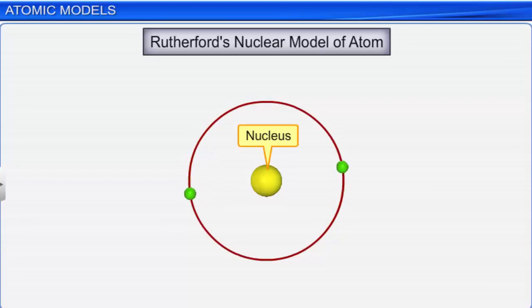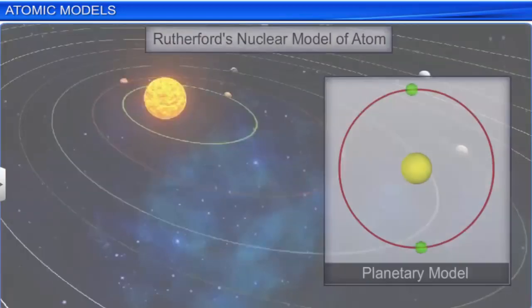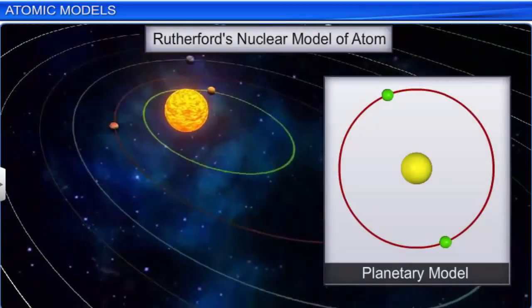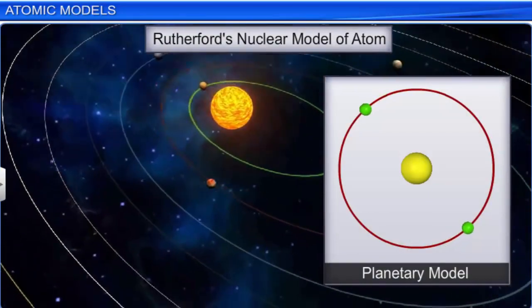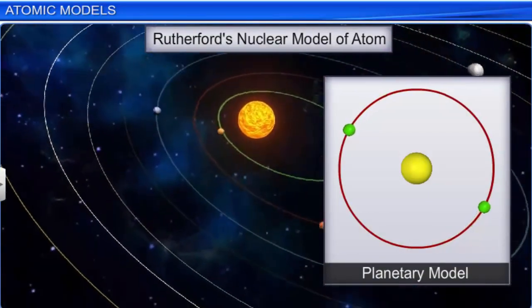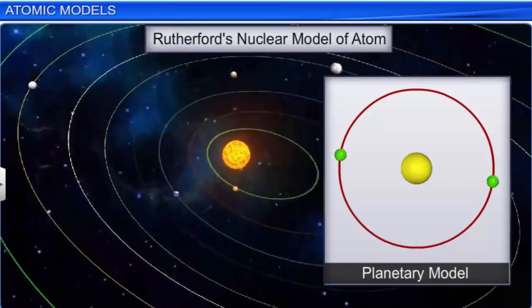They revolve around the nucleus with high velocities in circular paths so as to counterbalance the electrostatic forces of attraction between the protons and electrons. Electrostatic forces of attraction hold the electrons and the nucleus together in an atom. As electrons move in circular paths around the nucleus, just like planets revolve around the sun in the solar system, Rutherford's atomic model is also called the planetary model.